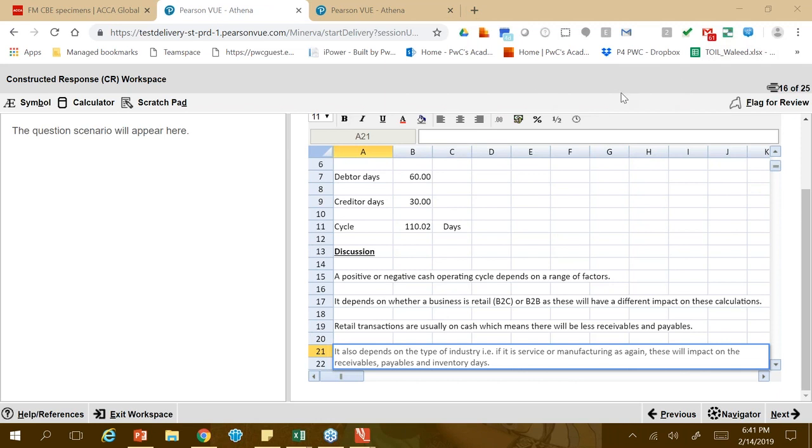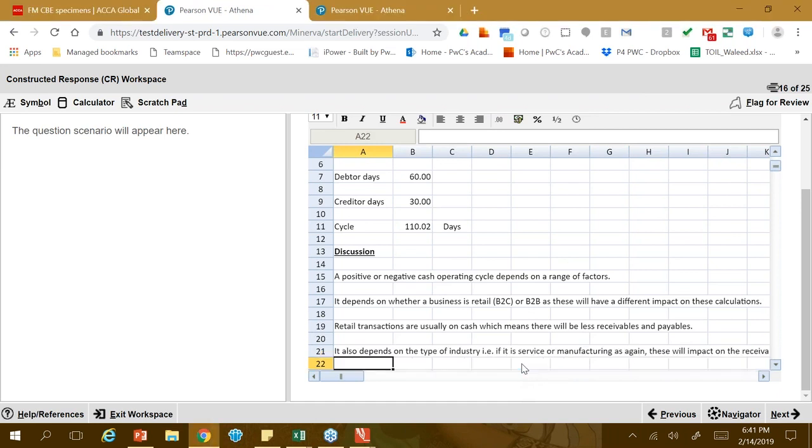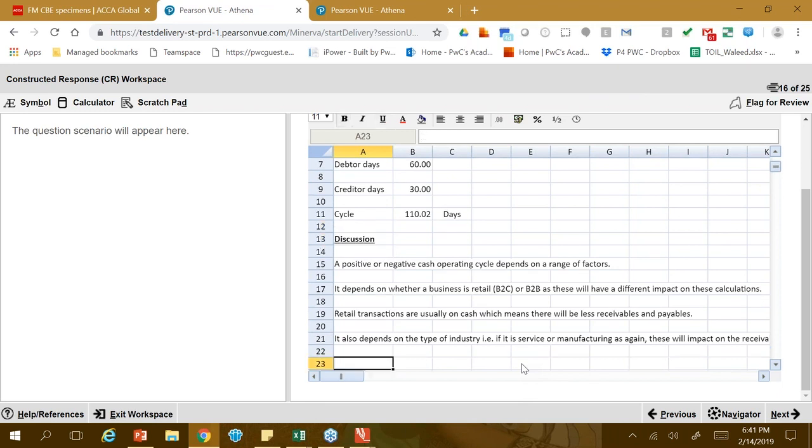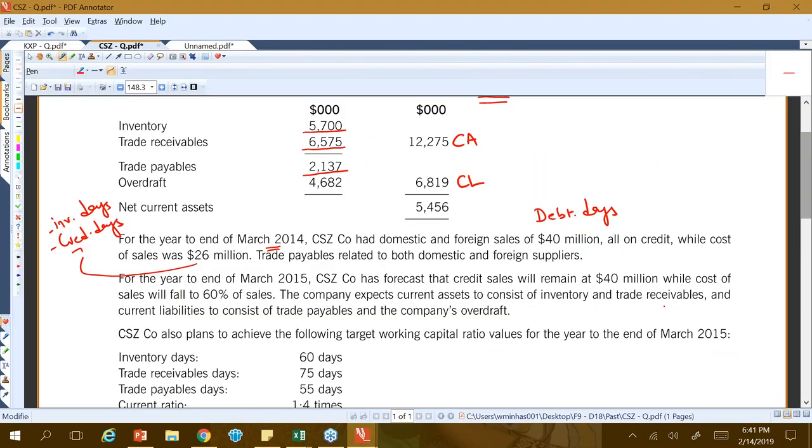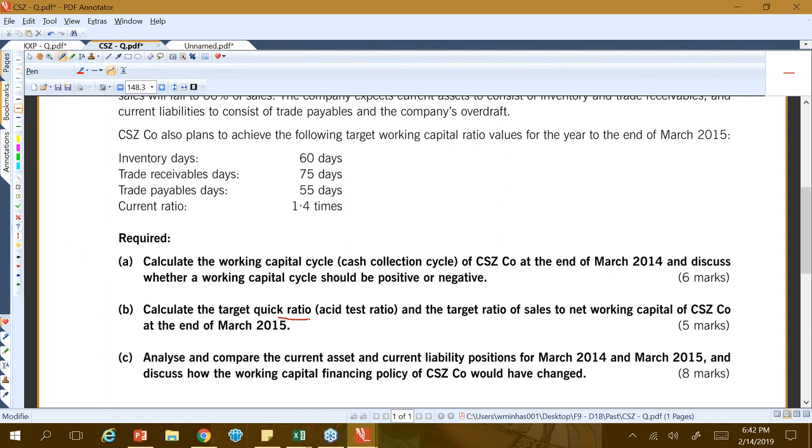Now, that's it. So this is my final answer on this requirement, which was part A, some numbers for 3 marks and then some discussion for 3 marks as well. Now, let's go into the next part. For 5 marks, the examining team then wants me to calculate the target quick ratio, the acid test ratio.